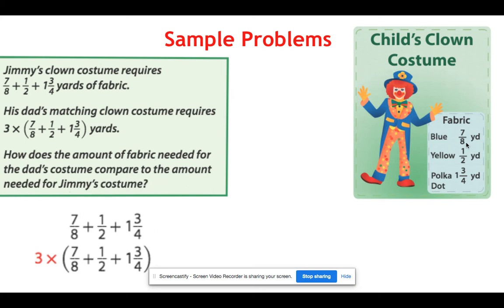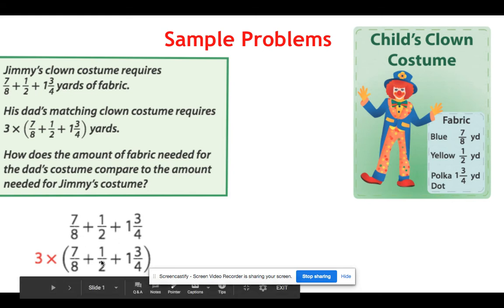So, right off the bat, I see that they got their measurements from the chart. Their measurements are both exactly the same. This is Jimmy's expression and this is dad's expression. The only difference is that dad's multiplies that expression by 3.